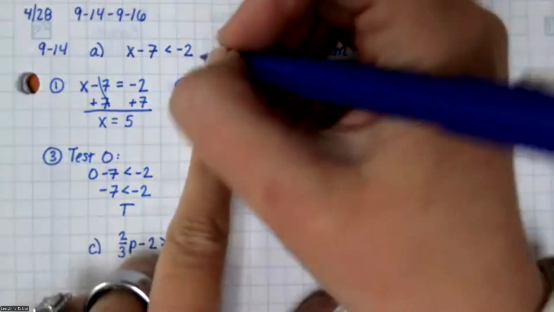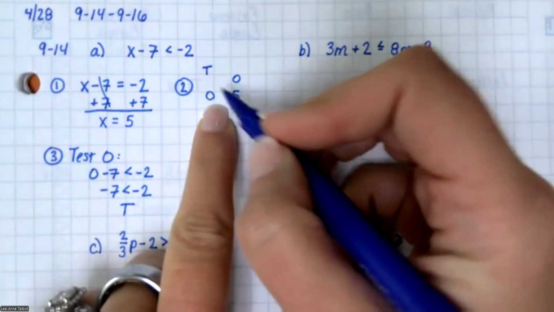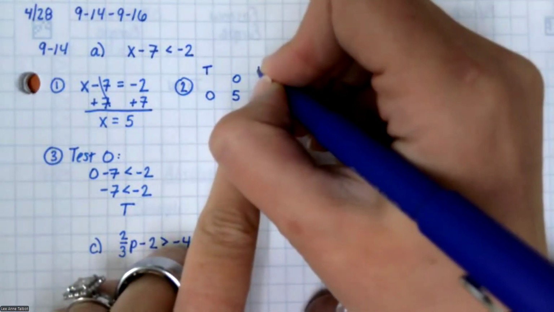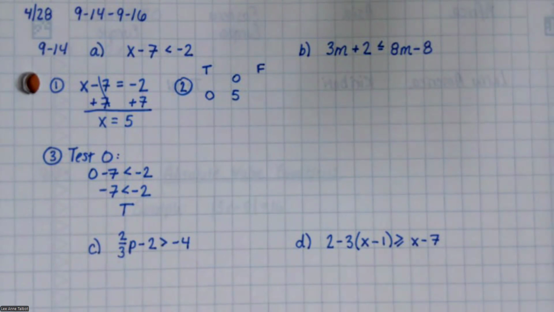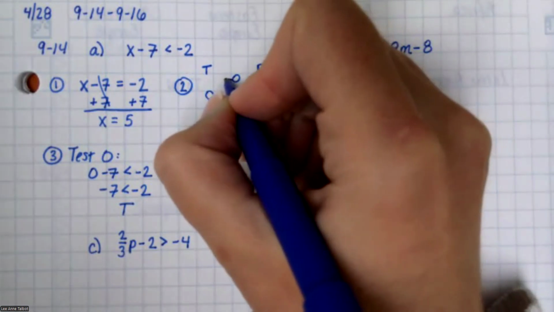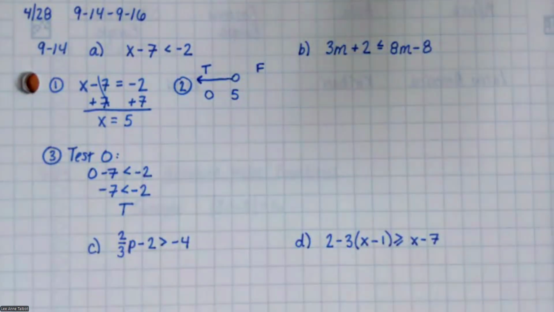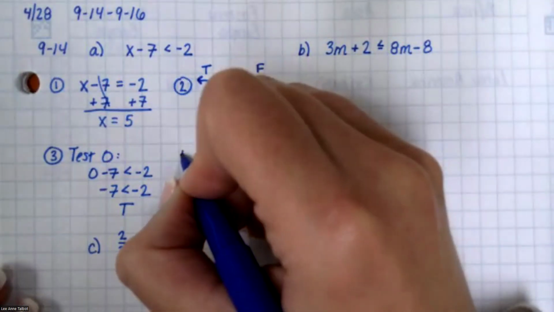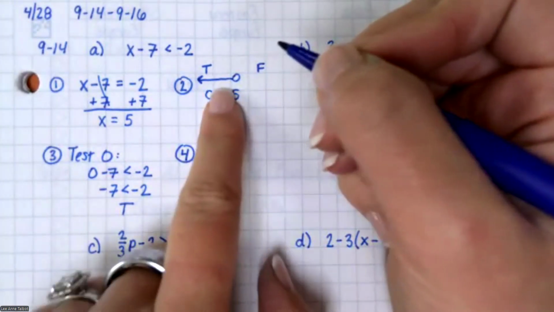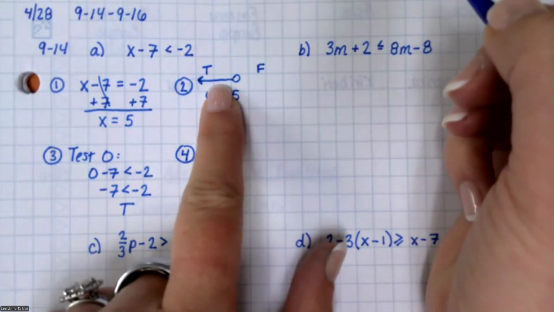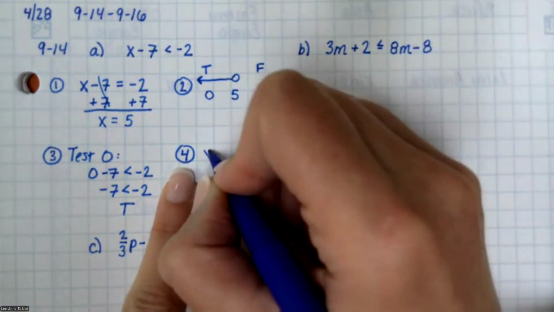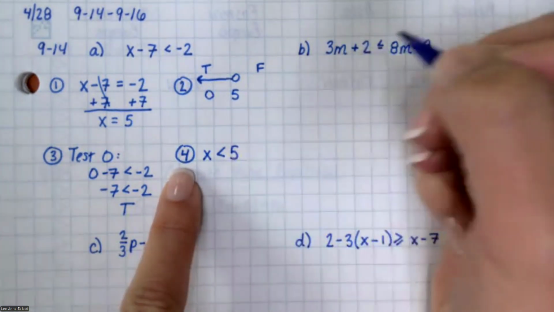Okay, what that means is where 0 is the true side, and the other side is the false side. You always want to get the answer. So you're going to make your arrow on your little number line go toward the true side because that's where all of the answers are, the true answers. And then the last step, step 4, is to take my little arrow guy and rewrite that into an inequality. So x is less than 5.